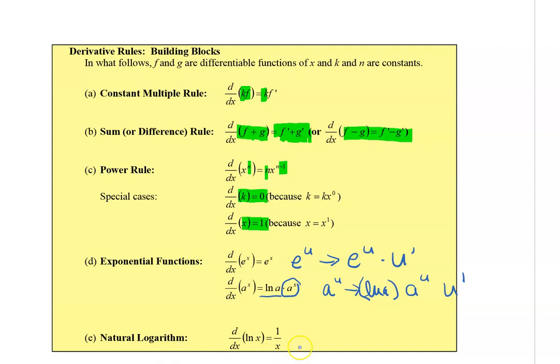The derivative of your natural log is 1 over x, or more specifically, we use this one a lot, and you saw it on your last exam possibly, you just write the fraction as whatever you're natural logging on the bottom and its derivative on top.